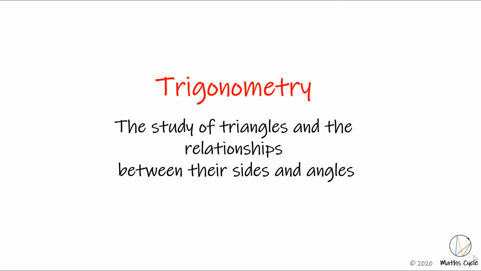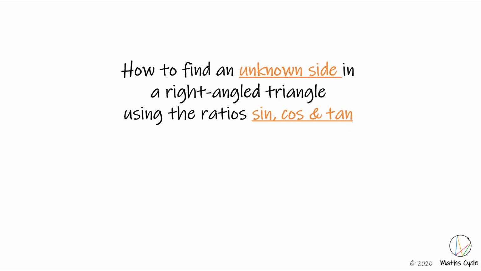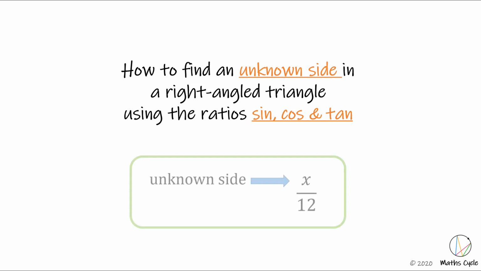Trigonometry, the study of triangles and the relationships between their sides and angles. In this video, we will learn how to find an unknown side in a right-angled triangle using the ratios sine, cosine, and tan. We will focus on questions where the unknown is in the numerator of the ratio, in other words, the top part of the fraction.